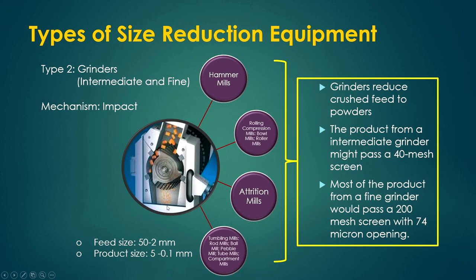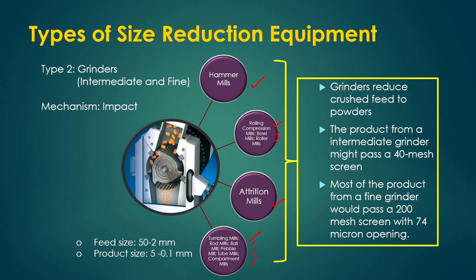Then type 2 is called grinder, where intermediate and fine particles will be crushed or ground into finer ones. Here the mechanism is impact. Generally hammer mills, roll mills like bowl or roller mills, and attrition mills, and some other special types called tumbling mill, rod mill, ball mill, pebble mill, tube mill, and compartment mills are used for grinding intermediate and fine particles.